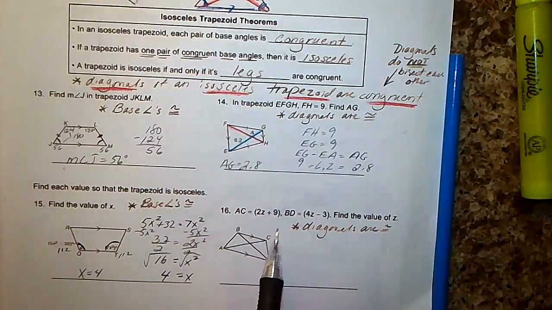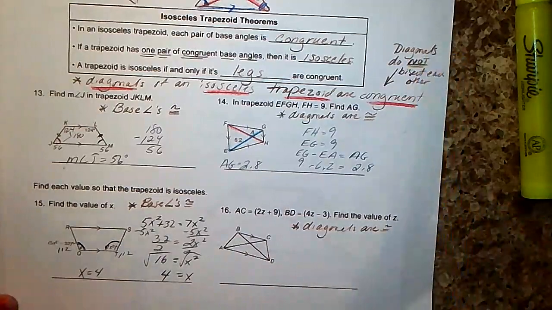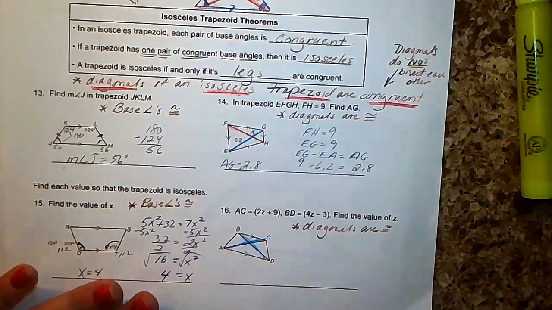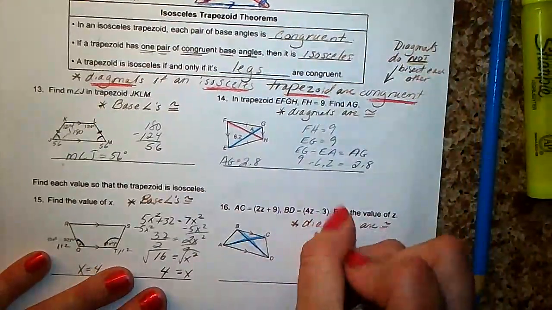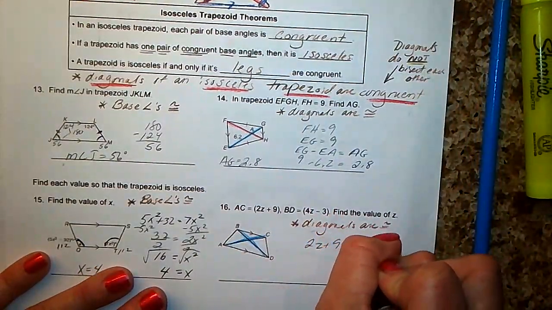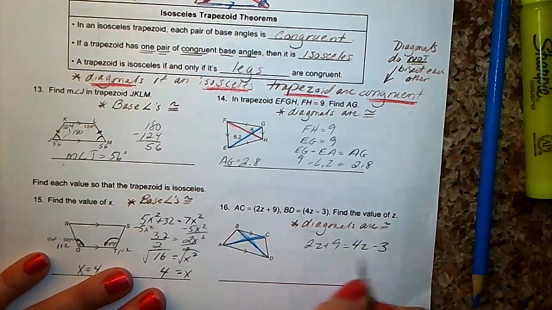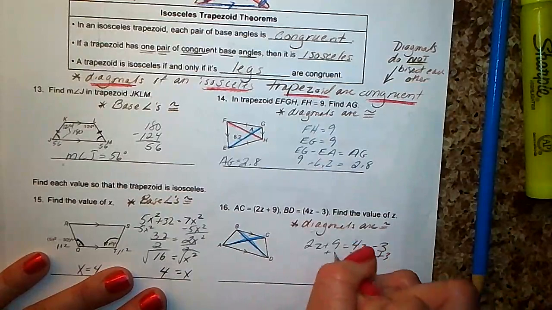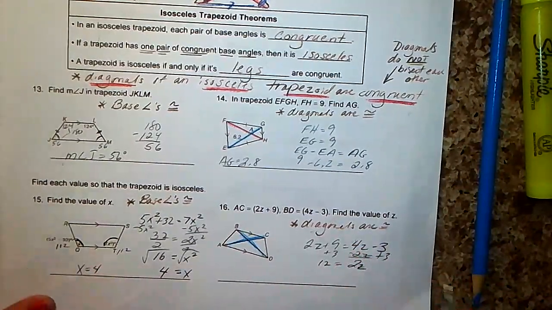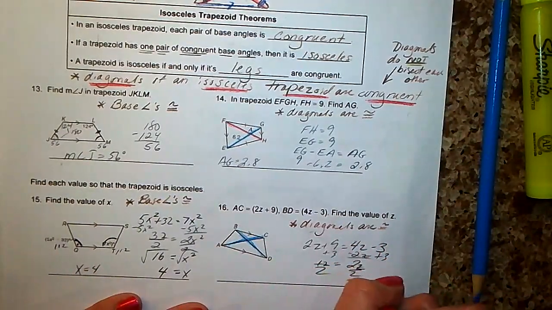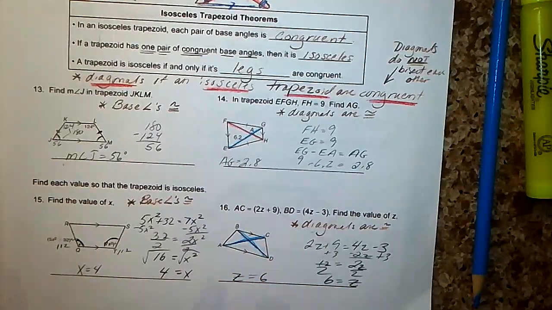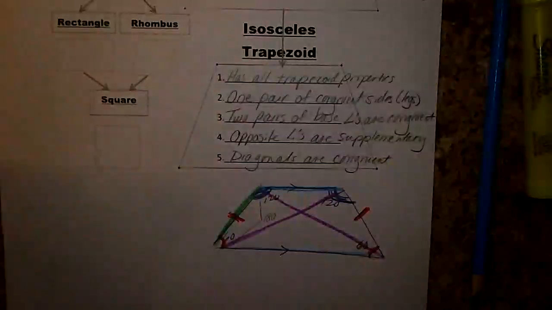The next one is telling us that all of AC is 2z plus 9, and all of BZ is 4z minus 3. Now remember, the diagonals are congruent. So 2z plus 9 is equal to 4z minus 3. All right, combine like terms. We subtract, we get 2z left over here. Add 3 to the other side, we get 12. Divide by 2, and our z value is equal to 6. And again, if we plugged it in, we would find out that the values were equal to each other. So z is equal to 6 on that one. Okay? All right, let's go on to the next page.